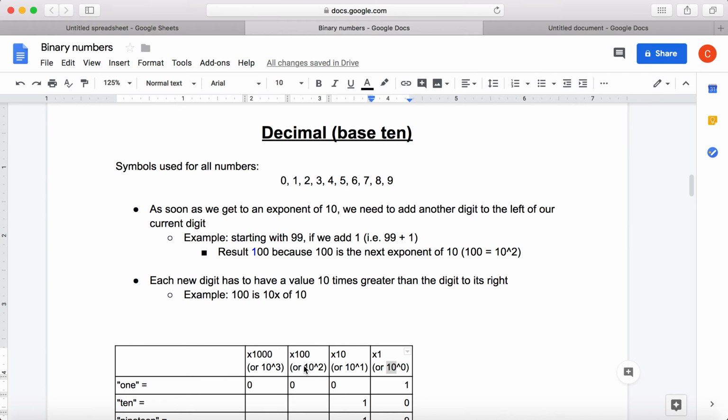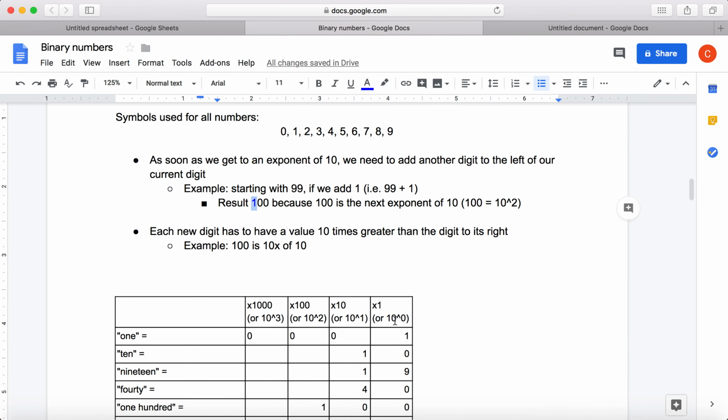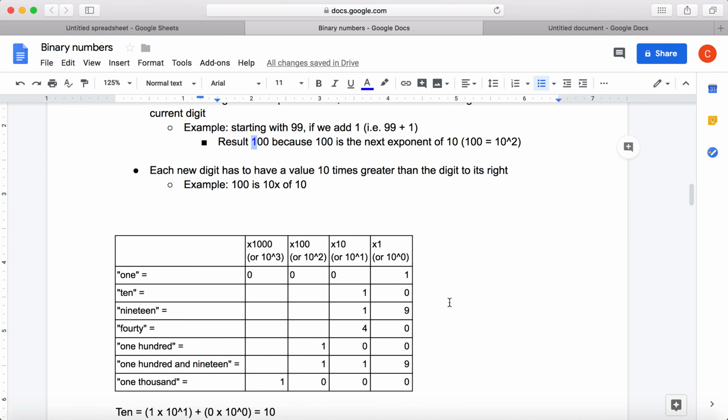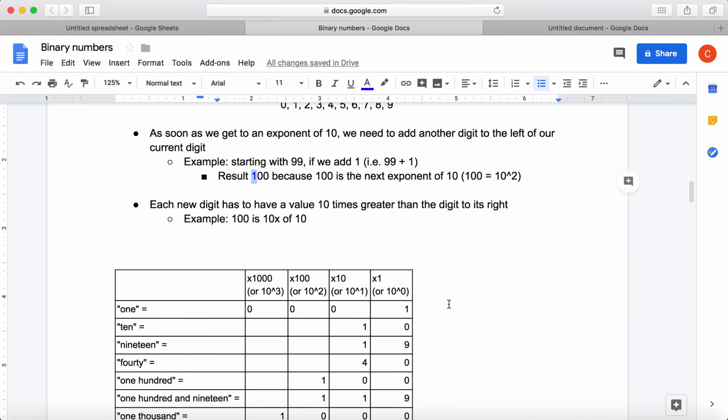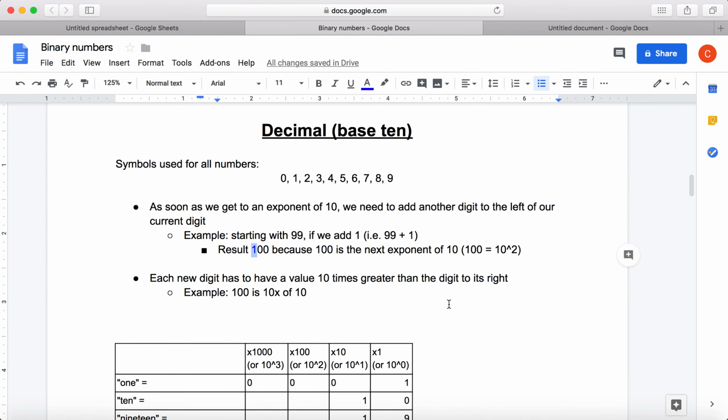So we notice that this base is 10. As soon as we get to a new exponent of 10, we need to add another digit to the left of our current digit. What I mean by this is, say we have 99 and we add 1 to that, we know that 100 is the next exponent of 10, so we need to account for a new digit. So I hope that makes intuitive sense to you, and we will be applying the same idea over into binary numbers.